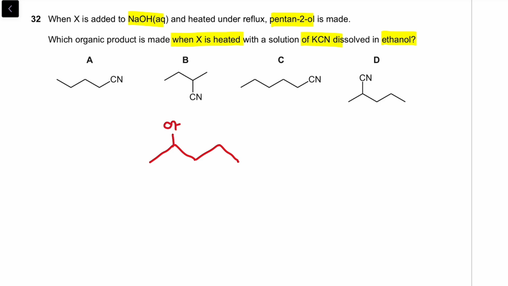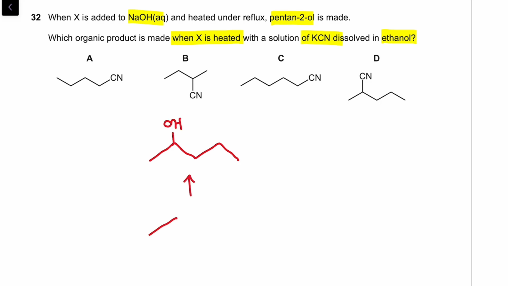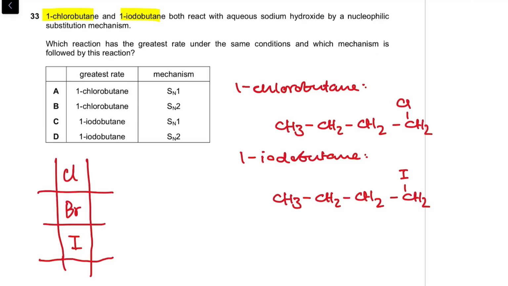And the OH is here. But originally, this OH group was replaced by a chlorine atom or a bromine atom. Regardless, when you add KCN under ethanolic conditions, another type of nucleophilic substitution reaction will occur, and the CN will then just replace the Cl group, and you'll end up with D.